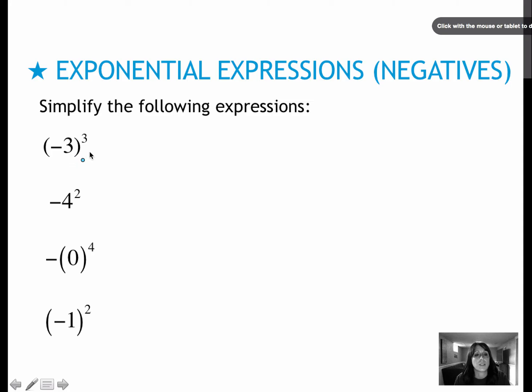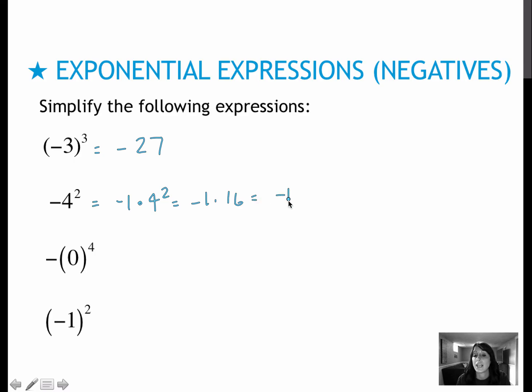I feel like we just did this question. Very similar, except there's no negative on the outside. So this one's going to be -3 times -3 times -3, which is -27. For my second question, this is a negative not in the parentheses. So again, that's like -1 times 4 squared, which is -1 times 16, which is -16.